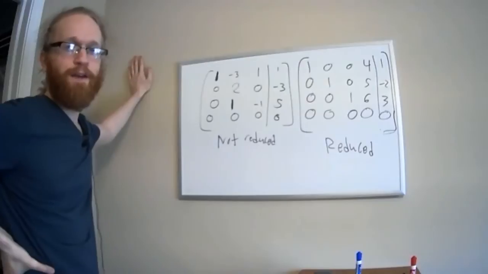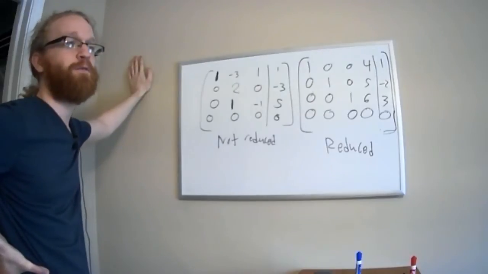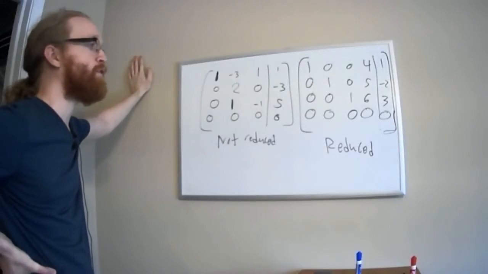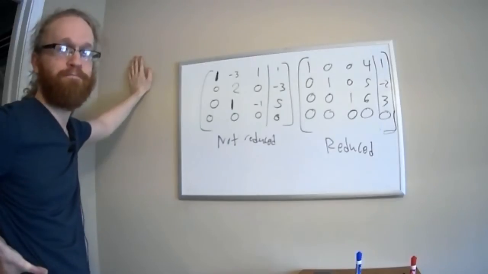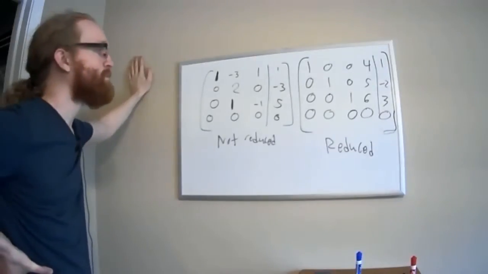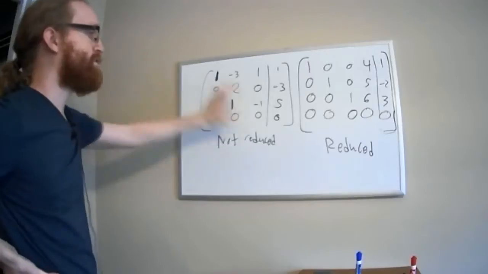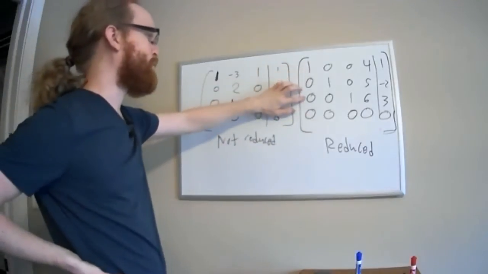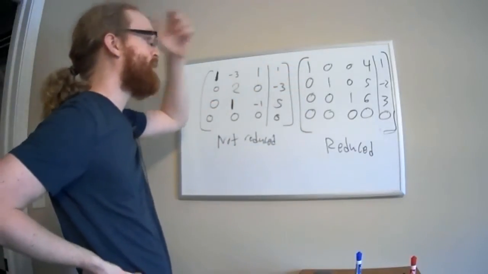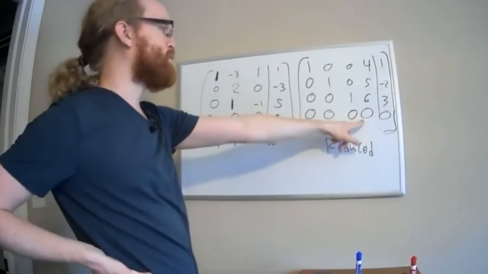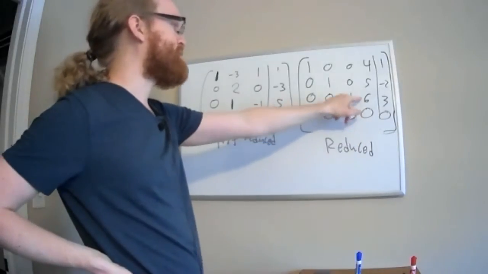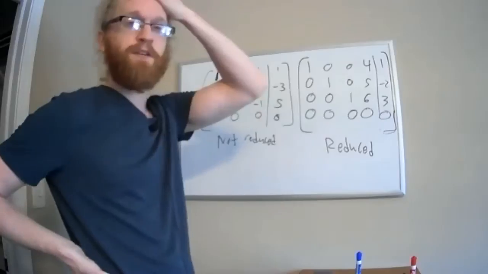Now it's reduced. Remember, leading ones need to be the only non-zero thing in their column. This is reduced now because I have leading ones in these rows, and this last row is all zeros. But if I have a column which is missing a leading one, there could basically be anything in it.